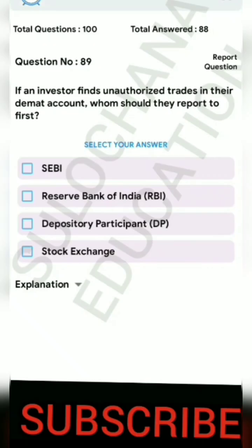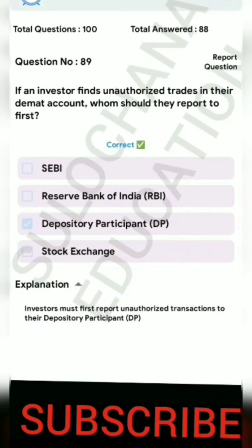If an investor finds unauthorized trades in their demat account, whom should they report to first? Options are A. SEBI, B. RBI, C. Depository participant, D. Stock exchange. And the correct answer is option C. Depository participant.